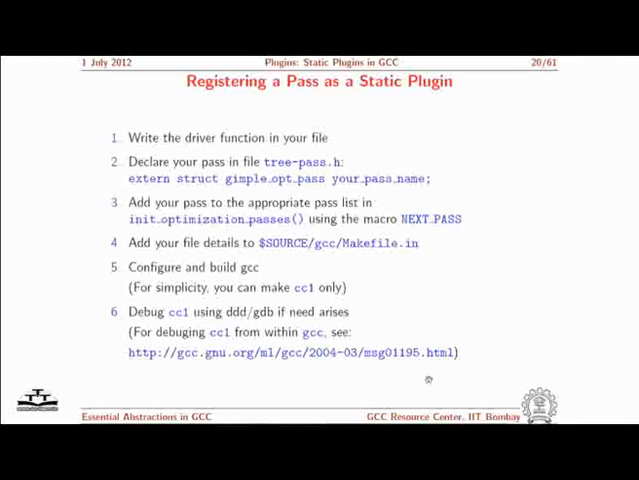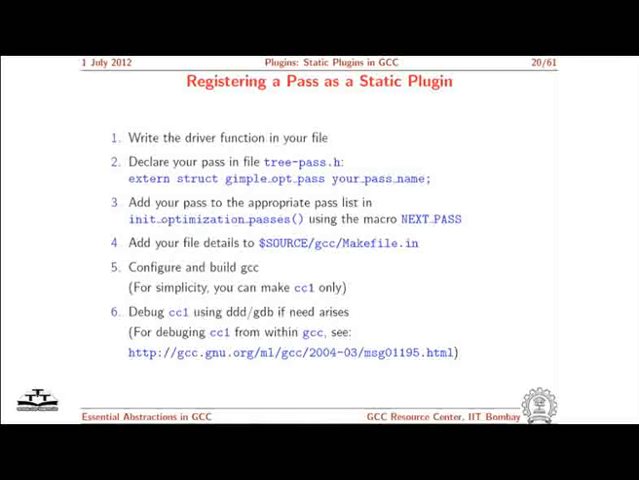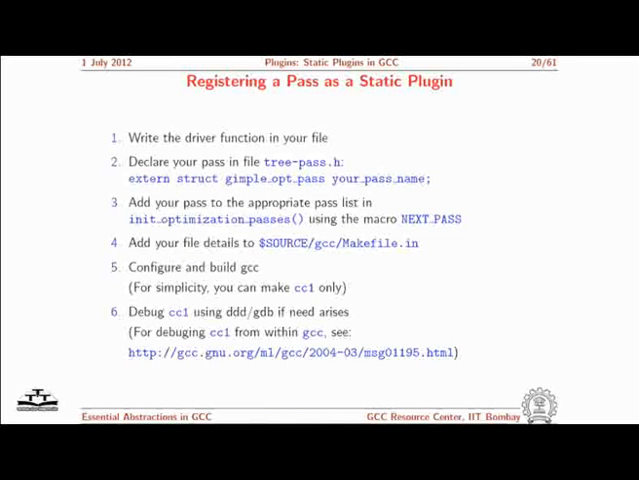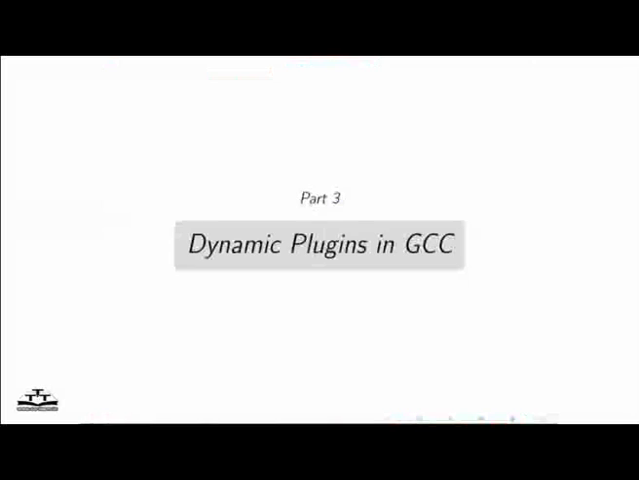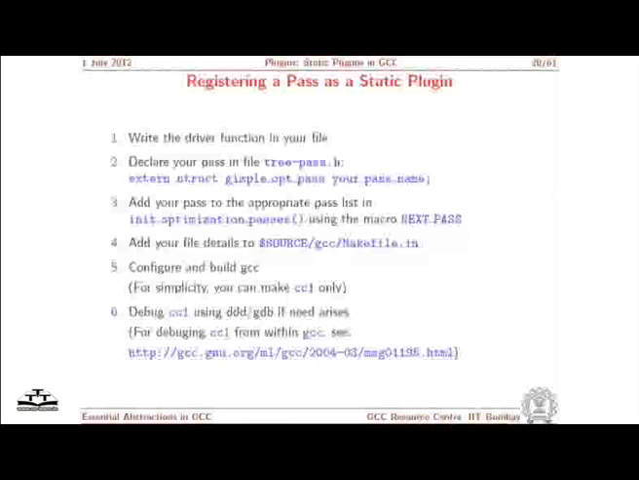So one of the common mistakes that we made when we didn't know anything was we would set up GDB on gcc, and the whole of gcc would execute. We would set a breakpoint on our function, but that breakpoint would never be reached because it was a different process. So these are things that we learned the hard way. So that was about static plugin.